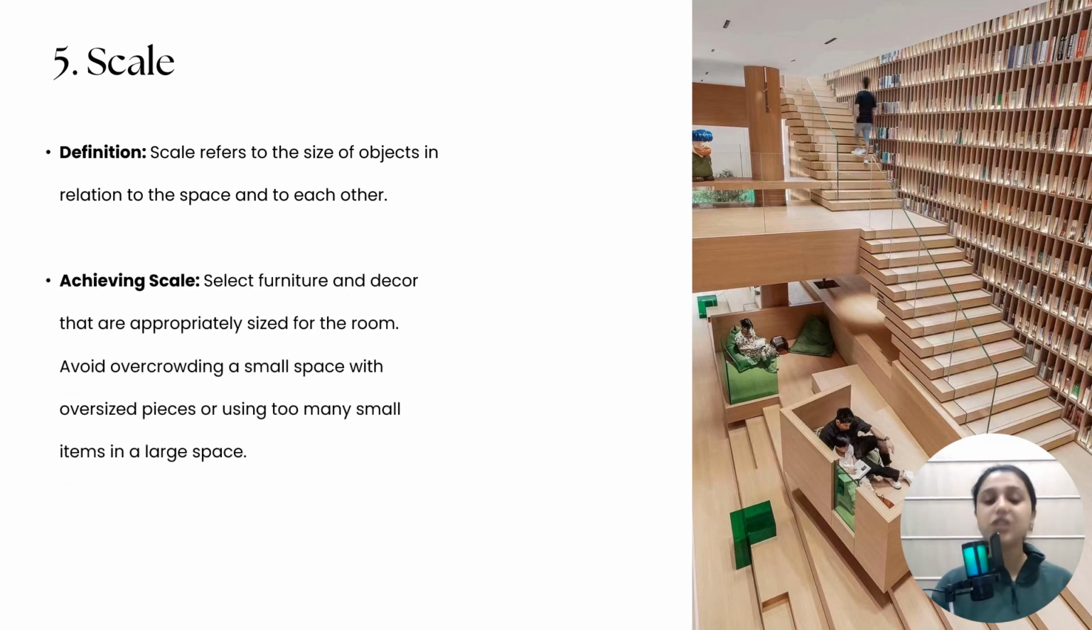So how can you achieve scale is select furniture and decor that are appropriately sized for the rooms. Avoid overcrowding a small space with oversized pieces or using too many small items in a large space. It's very important that we understand this human being is going to utilize this space. How are they using it? Is it appropriately scaled? So even the furniture pieces you're using, even the shelves that you're using, is the scale appropriate for the person?